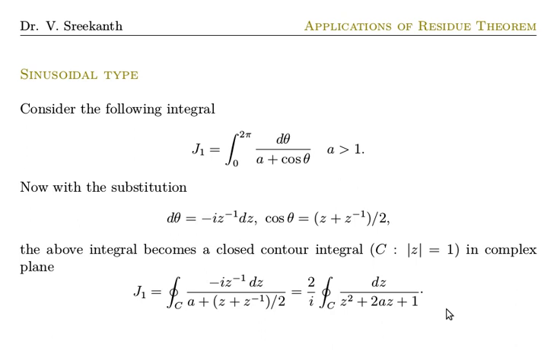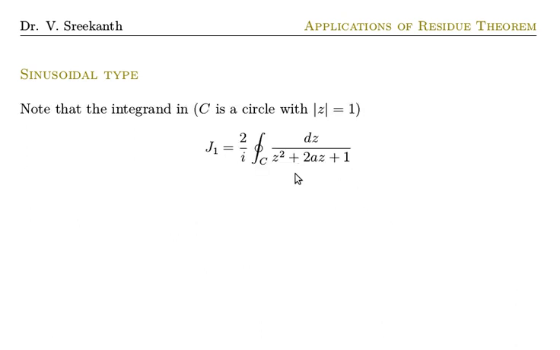So we can do it using the residue theorem. I hope the idea is clear that you are making a substitution when the limit is from 0 to 2 pi d theta, then you know that it can be cast as a real integral. This real integral can be cast as a complex integral in the z plane with C being a closed circle. Okay. So J1, we saw, is like this.